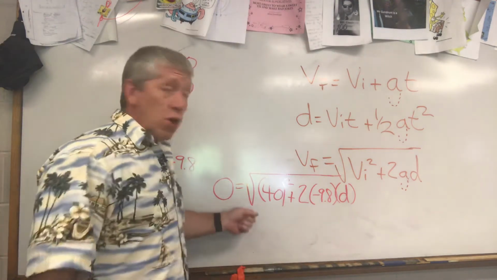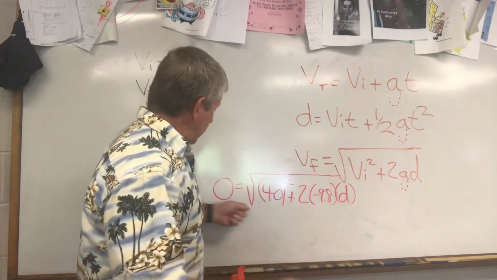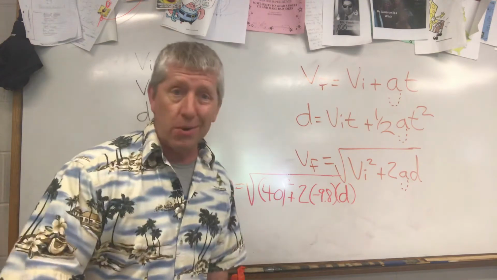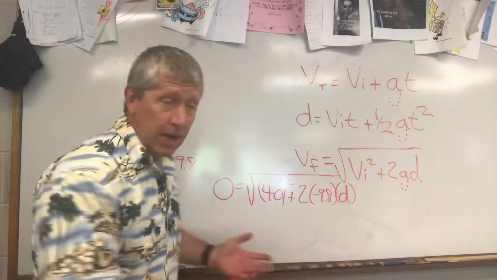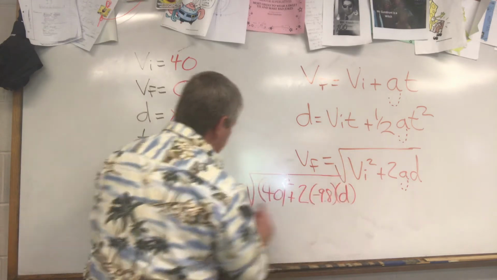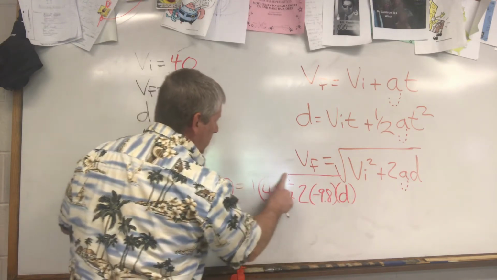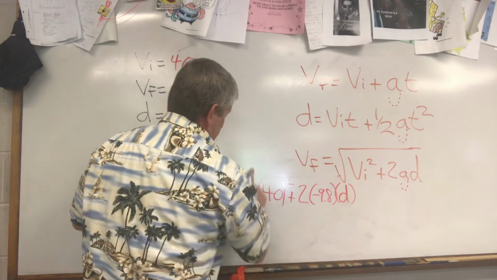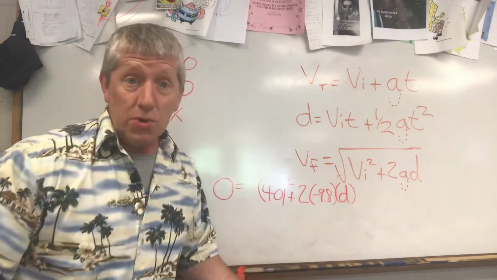Yeah, square both sides. If you square this side, you got to square that side. Square 0, 0. That doesn't do anything, right? You square this side, 0, so that just stays 0. But if you square this, we just get rid of the square root. So really what we're doing here is just getting rid of the square root, it goes away.